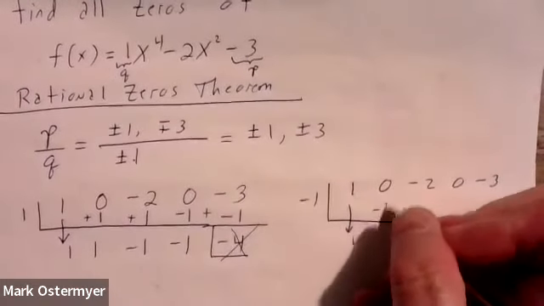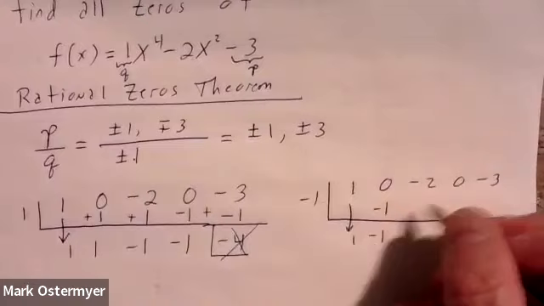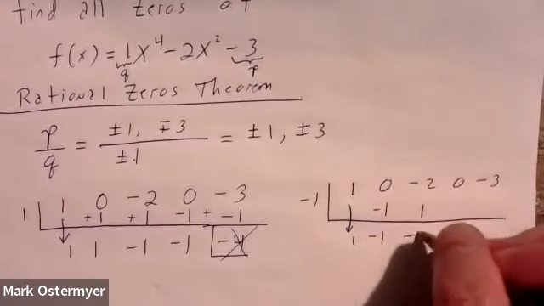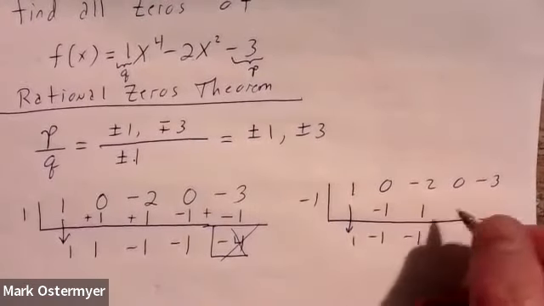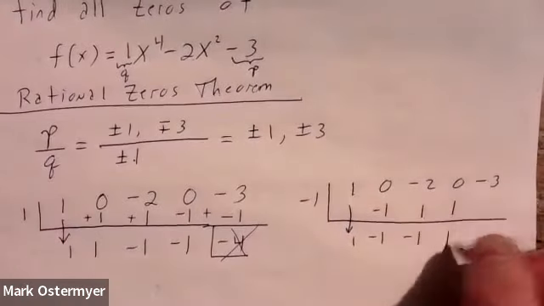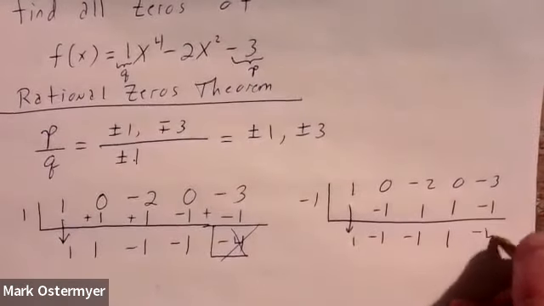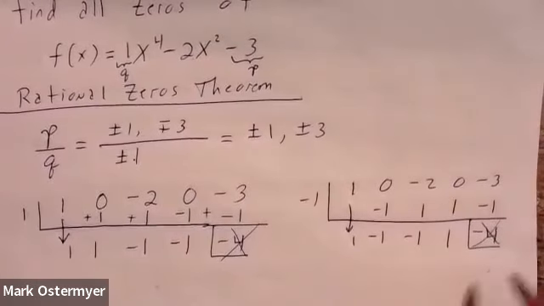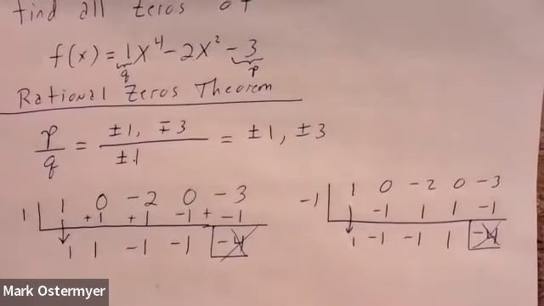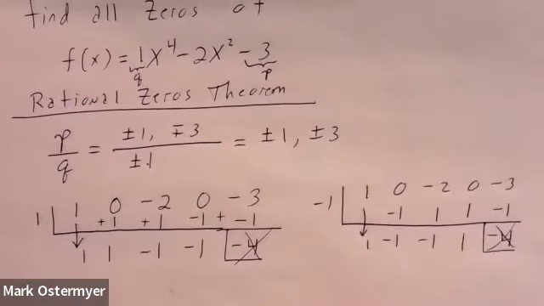Negative 1 times 1 is negative 1. Bring it up. Add. Negative 1 times negative 1 is 1. Bring it up. Add. Multiply. Negative 1 times negative 1 is 1. Bring it up. Add. Negative 1 times 1 is negative 1. Bring it up and add. No good. We did not get a 0 remainder. Negative 1 is not a 0 of this polynomial function.